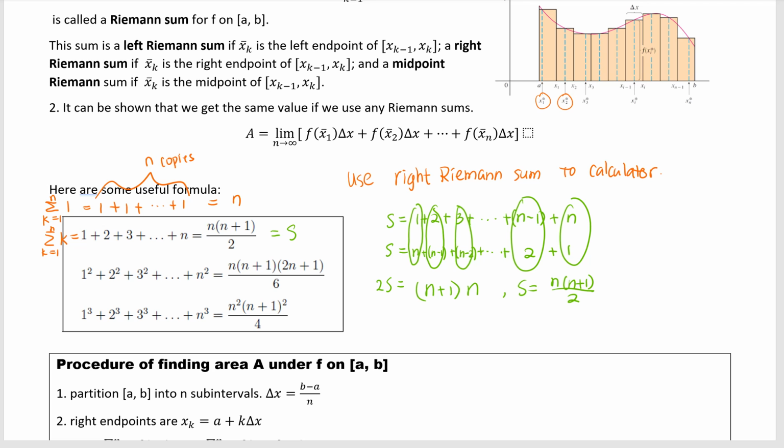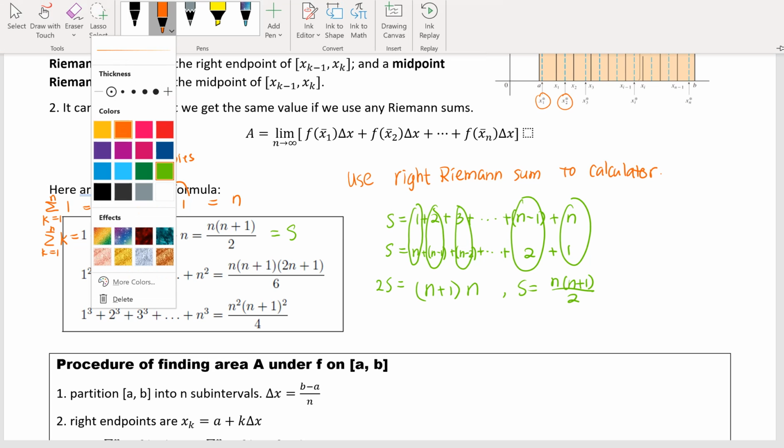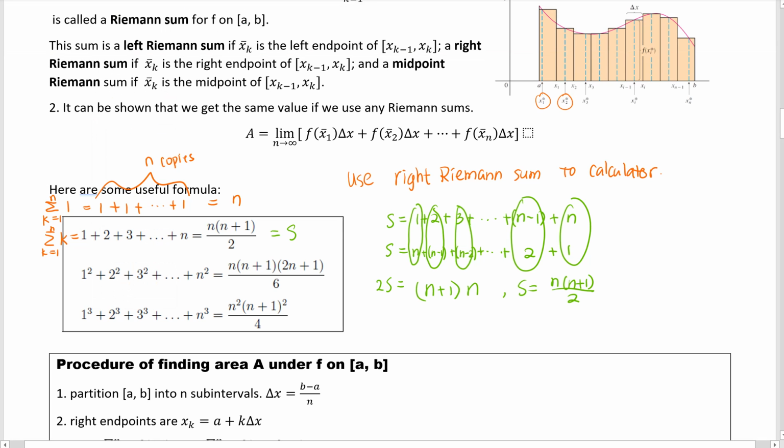Okay, so I have shown you that. How about the sum of k squared? So what is the sum from k equals 1 to n of k squared? Well, when we plug in, we get 1 squared, 2 squared, 3 squared, up to n squared. Well, the formula is n times n plus 1 times 2n plus 1 over 6. Okay, so that's the formula. How do I remember this formula?